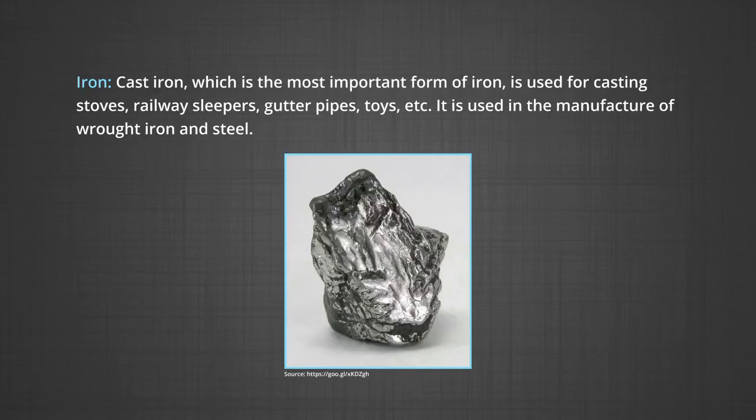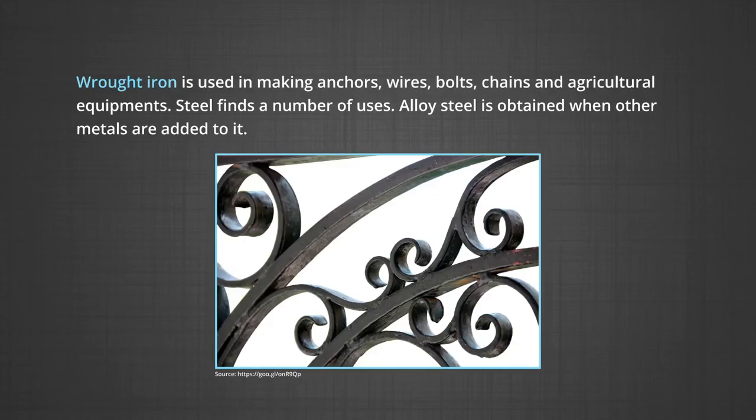Uses of iron. The cast iron, which is the most important form of iron, is used for casting stoves, railway sleepers, gutter pipes, toys, etc. It is used in the manufacture of wrought iron and steel. The wrought iron is used in making anchors, wires, bolts, chains and agricultural implements. Steel finds a number of uses.